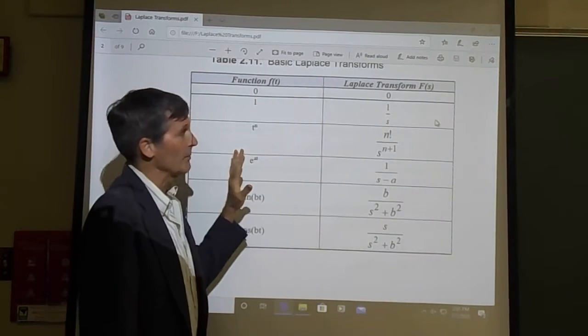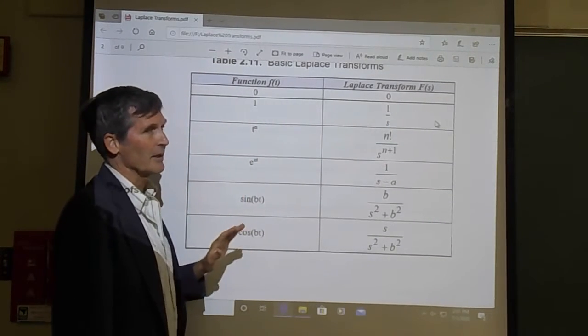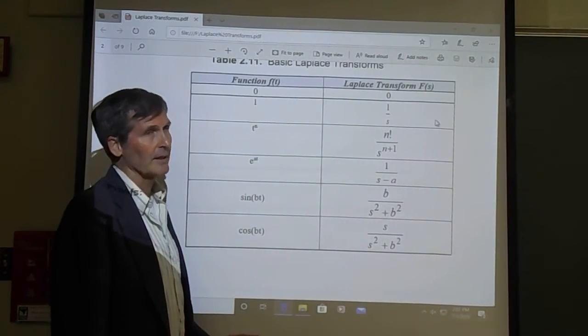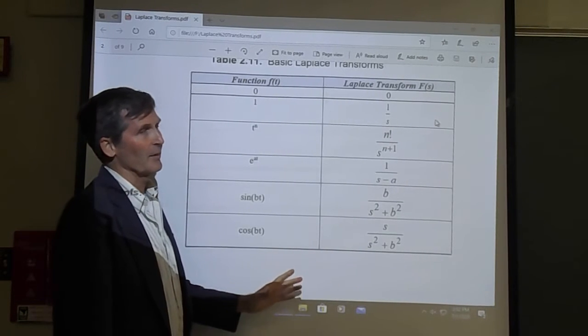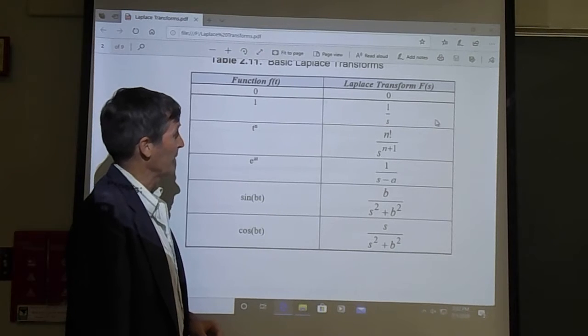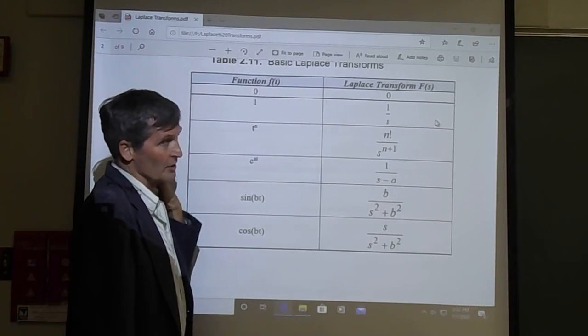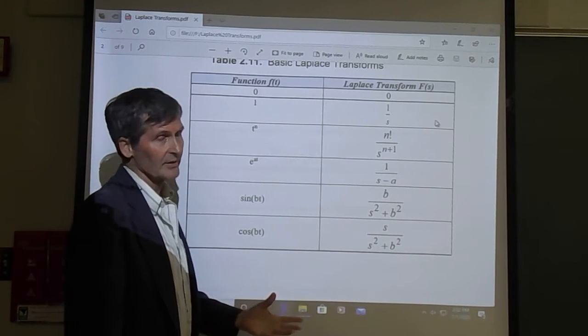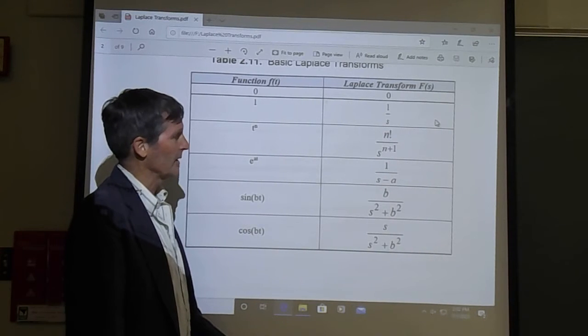I say you should memorize these because it will really help you to do the problems quickly and to recognize when something is the Laplace transform of something. These come up all the time in lots of applications. The other ones, there's big tables of these, just like there's big tables of other integrals.